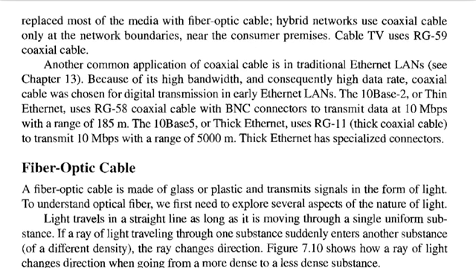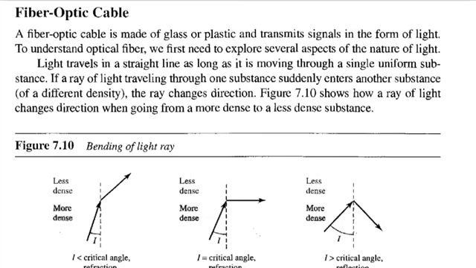The 10Base5, or thick Ethernet, uses RG11 thick coaxial cable to transmit 10 Mbps with a range of 500 meters. Thick Ethernet has specialized connectors.